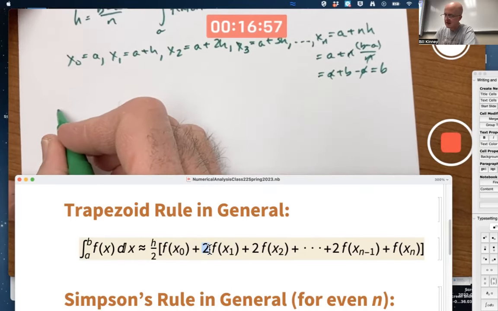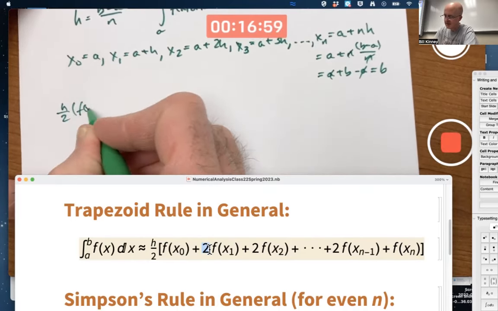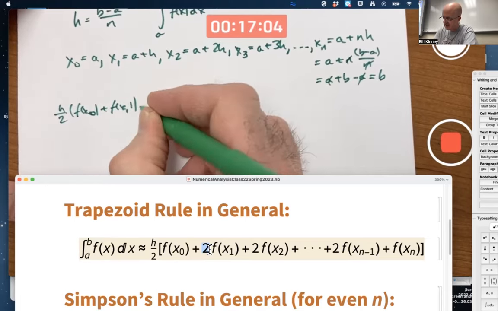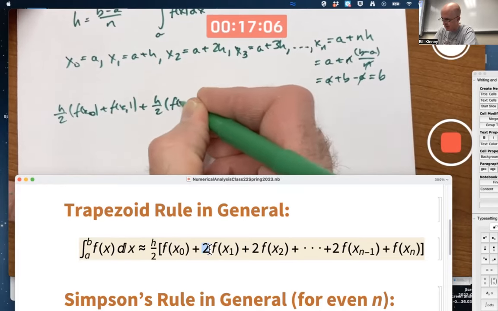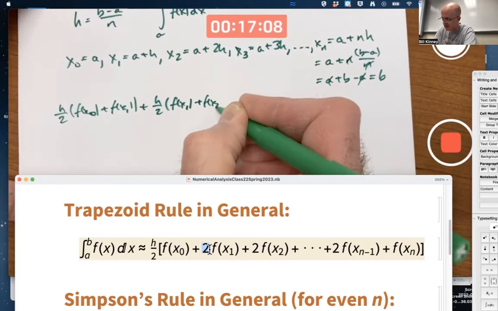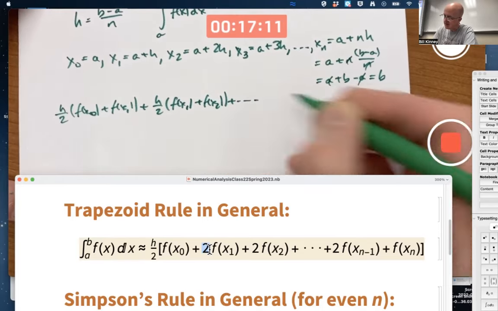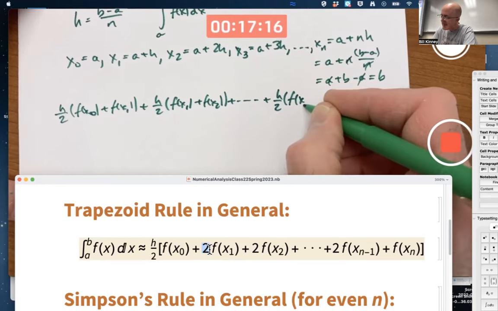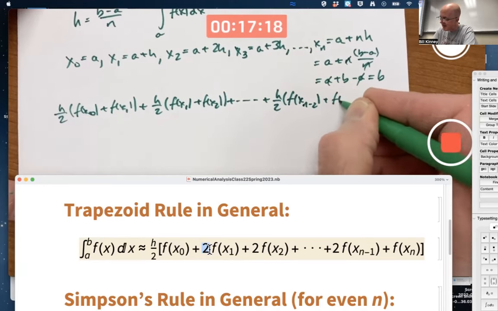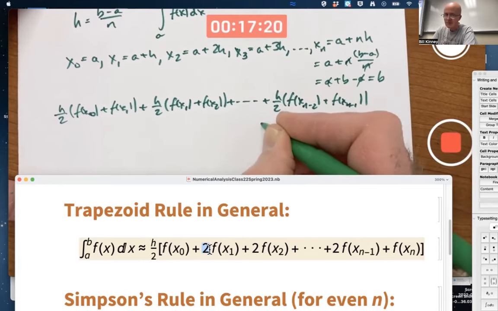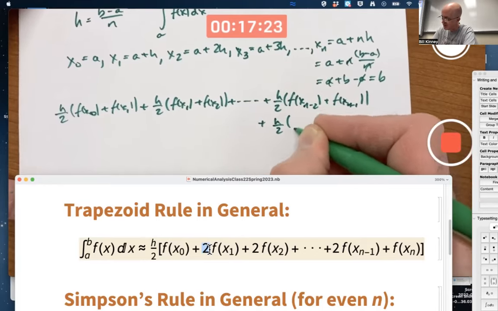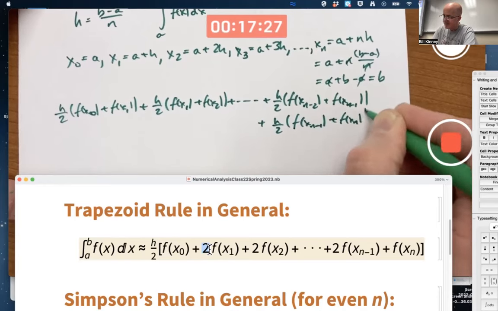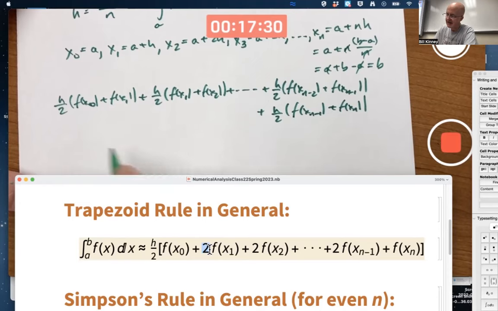You're really doing h over 2 times f of x0 plus f of x1, plus h over 2 times f of x1 plus f of x2, plus etc. H over 2 times f of x n minus 2 plus f of x n minus 1, plus the last term would be h over 2 times f of x n minus 1 plus f of x n. You can factor out an h over 2 out of all that.